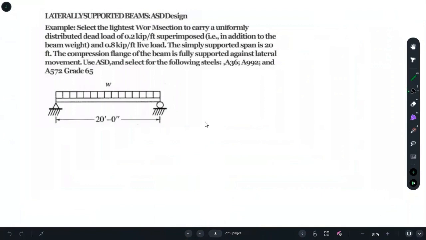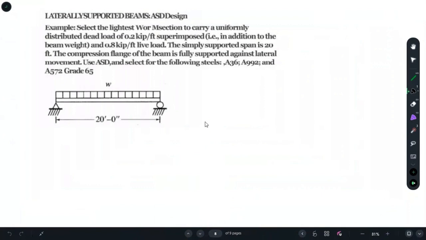beam, and you have no lateral movement. So it is a laterally supported beam. Now you can use different grades of steel. For this math, I will use A36 steel, and the approach would be the ASD method.